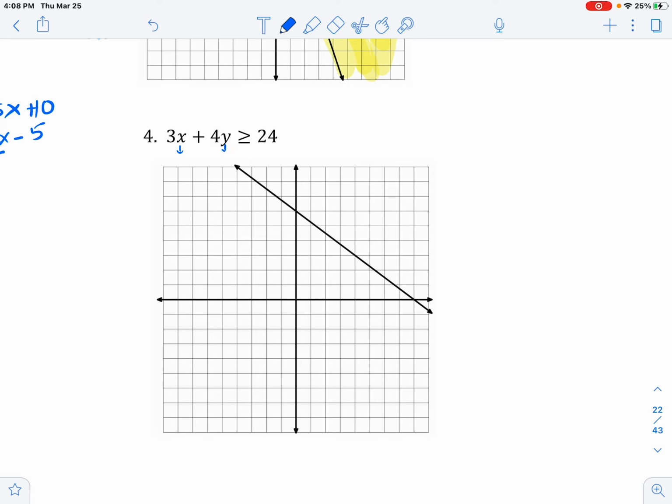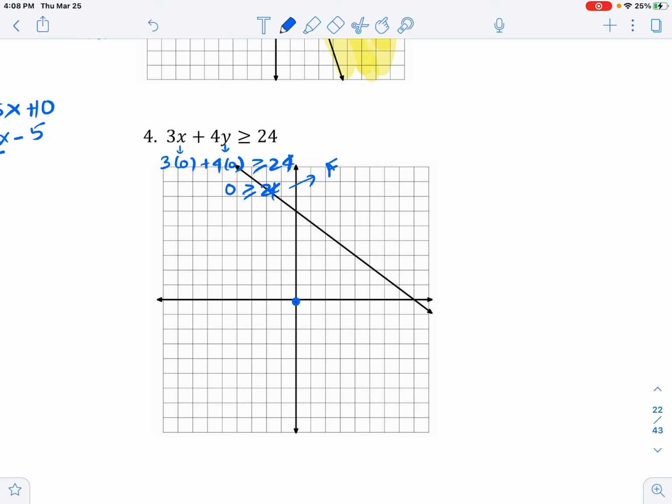Just plug in 0, 0 because that's my testing point. 3 times 0 plus 4 times 0 is greater or equal to 24. Everything will turn 0 on the left hand side. 0 is greater or equal to 24. Is 0 greater or equal to 24?